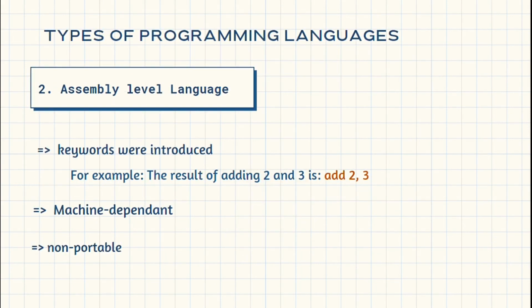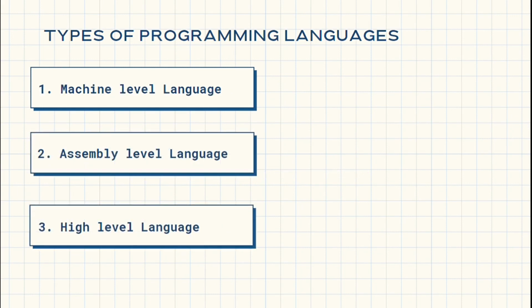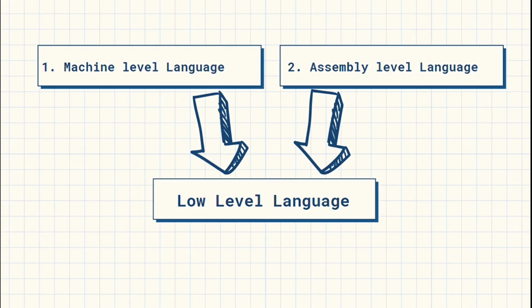However, the issue remained because assembly level language code was also architecture dependent, meaning that code produced for one type of computer could not be executed on a computer with different architecture. To address the issue, a new category of programming languages was introduced, which is known as high-level languages, and low-level languages are comprised of machine-level language and assembly language.